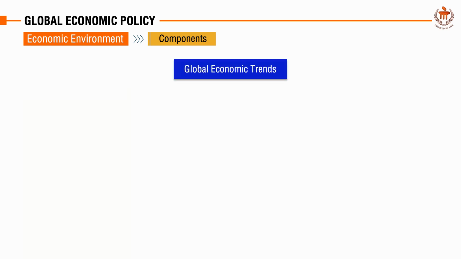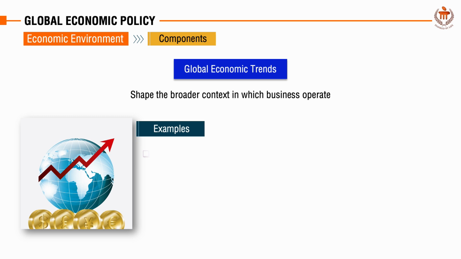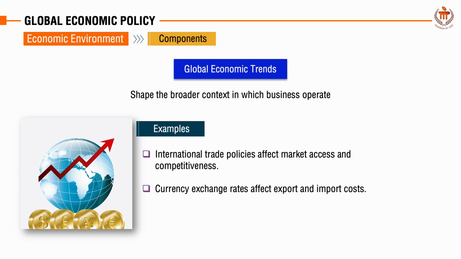Next, we have global economic trends. Global economic trends shape the broader context in which businesses operate. International trade policies such as tariffs and free trade agreements affect market access and competitiveness. Currency exchange rates influence the cost of exports and imports, directly impacting businesses involved in international trade.